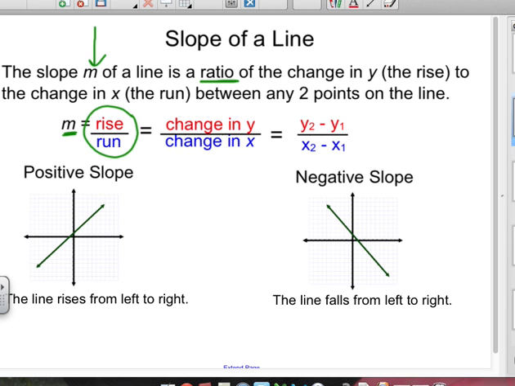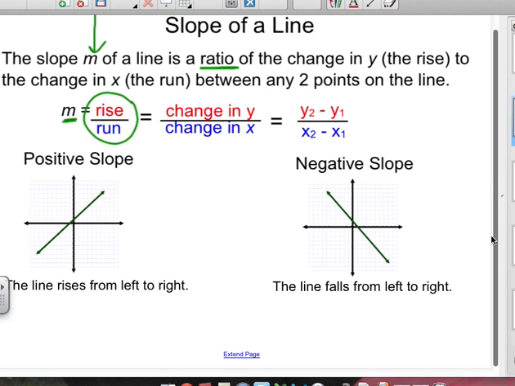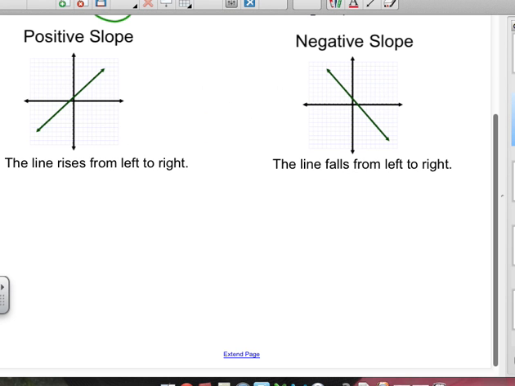So first of all, let me tell you what slope is in my own words. In my own words, slope is the steepness of a line. How steep is it? And is it a line that has a positive slope, or is it a line that has a negative slope? So let's talk about positive slope and negative slope here for a moment.